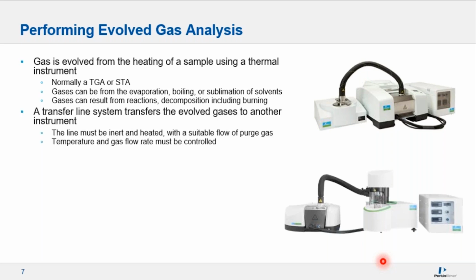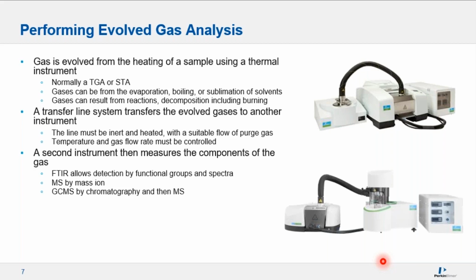So let's focus in on the transfer line. The transfer line must be heated in order to prevent vapor phase condensation, and it must be inert in order to not cause any secondary reactions beyond the initial thermal degradation. Consistent pressure and gas flow rate must be maintained throughout the system. This is important to provide consistent data.